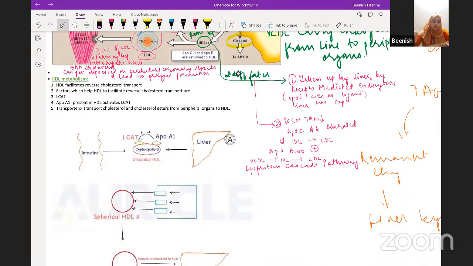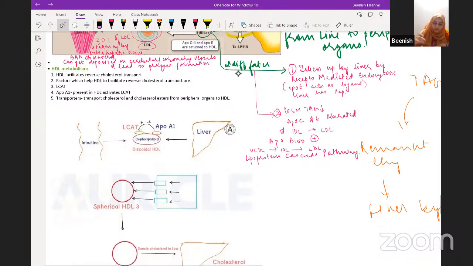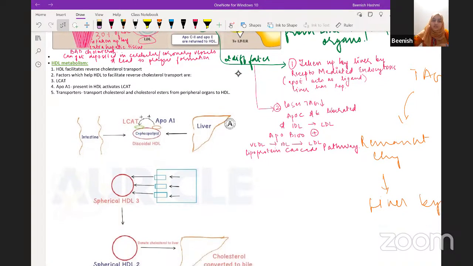Now, let's talk about HDL metabolism. Your HDL is involved in reverse cholesterol transport. The factors which help HDL to facilitate reverse cholesterol transport are LCAT, and ApoA1 present in HDL activates LCAT activity. We all know that LCAT is lecithin cholesterol acyl transferase. Then we also know that apoprotein A1 is present in HDL. And then there are transporters.